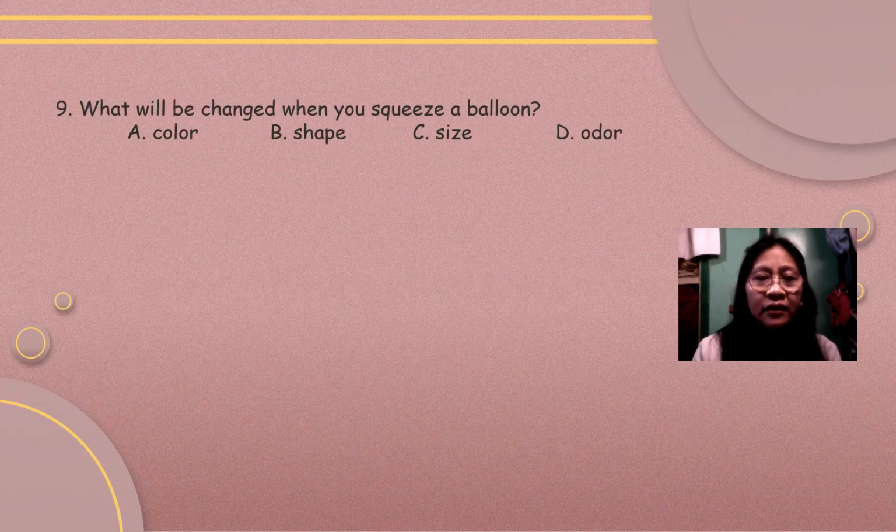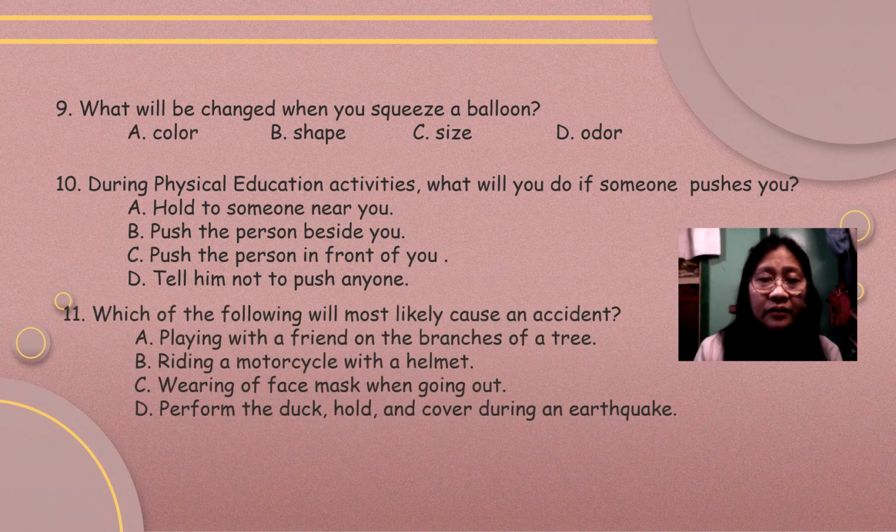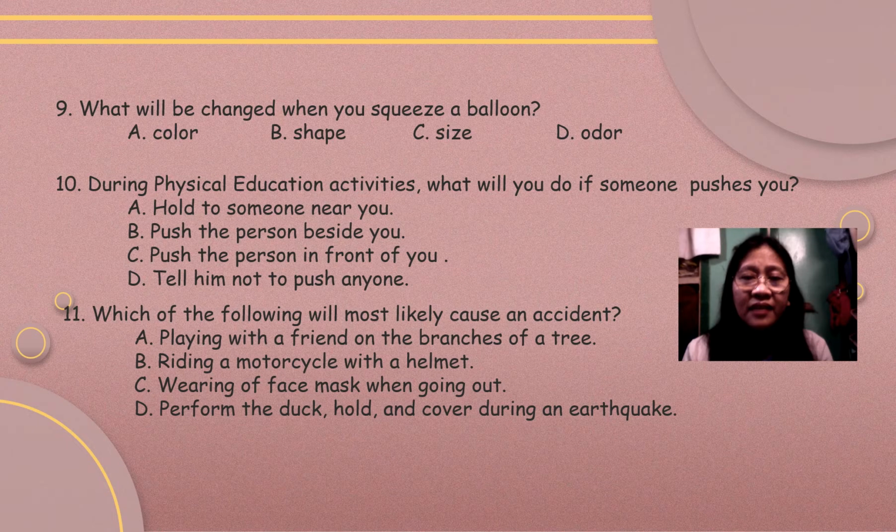Question number 9. What will be changed when you squeeze a balloon? A. Color. B. Shape. C. Size. D. Odor. Question number 10. During physical education activities, what will you do if someone pushes you? A. Hold to someone near you. B. Push the person beside you. C. Push the person in front of you. D. Tell him not to push anyone.